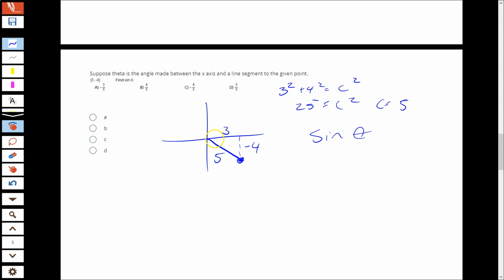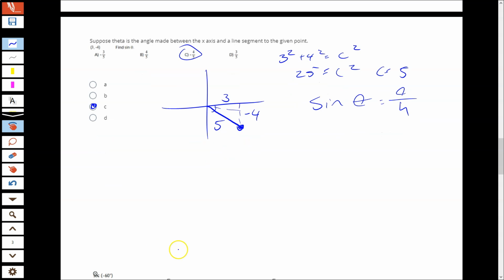Okay, now the sign here matters. So if you didn't put this negative here because we're coming down from the x-axis, we would get this one wrong. So negative 4/5 is what we want to say, because we're looking for opposite over hypotenuse. So C is my solution there.